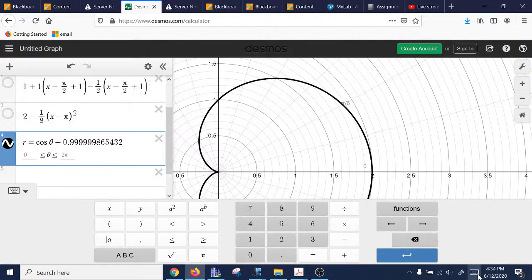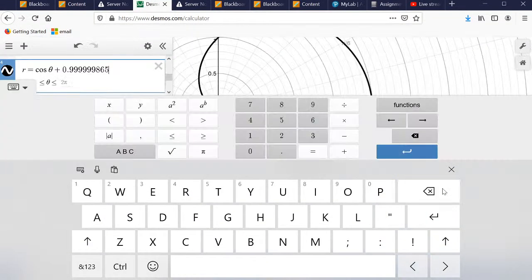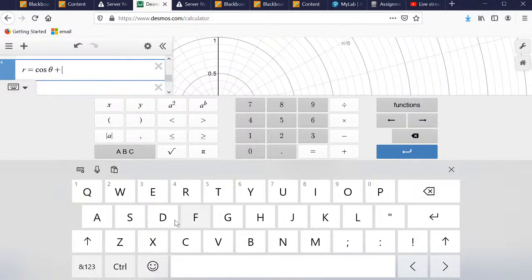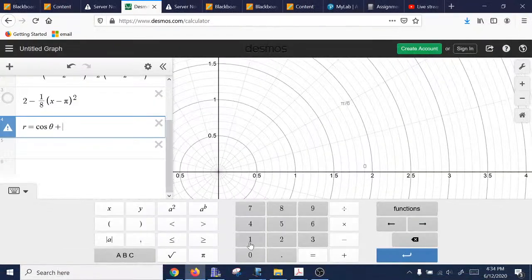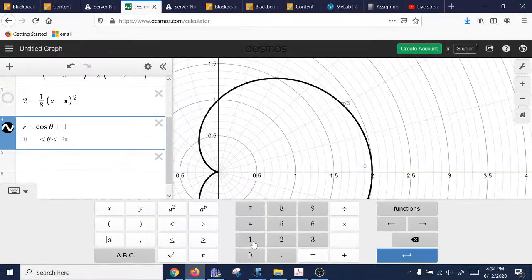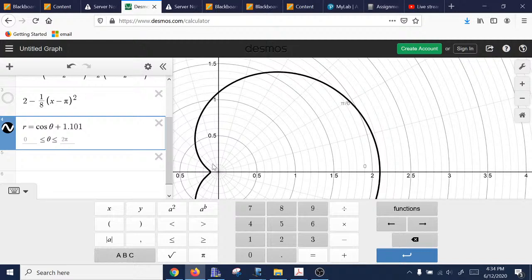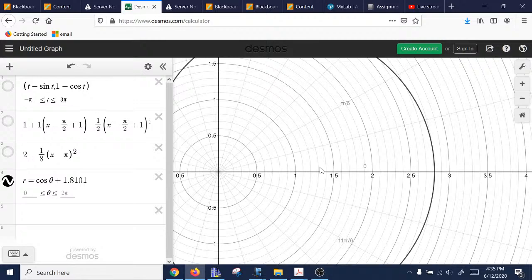When I delete that and change it to a number slightly bigger than 1, so here's 1 exactly, is the perfect cardioid. When I increase that a little bit bigger than 1, I can't see anything yet. Let's make it 1.1-ish. I can see how that steepness goes away. And if I keep making it bigger, the thing sort of flattens out.